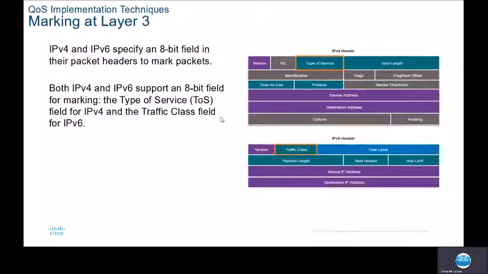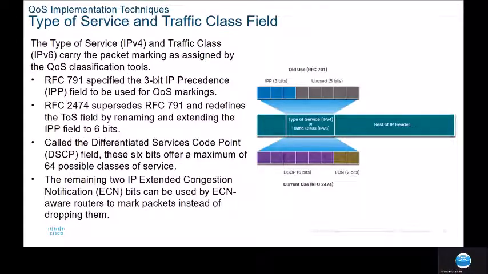With layer 3, you've got type of service in IPv4 and traffic class in IPv6. They do much the same thing, just different names. Both support the 8-bit field for that marking. So in there, they carry the packet marking as assigned by the QoS classification tools.